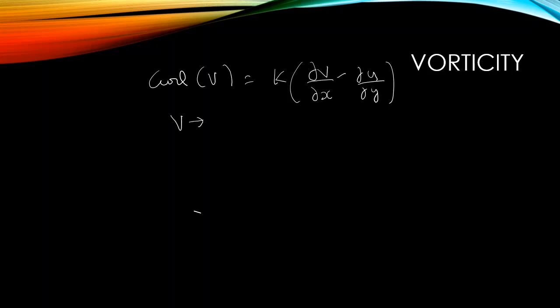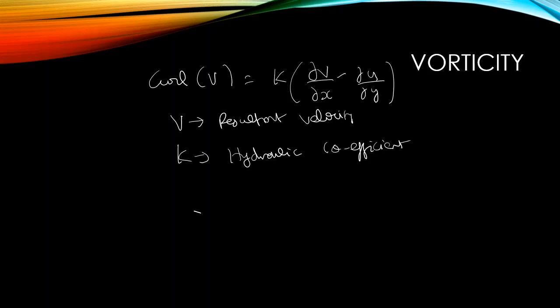Here V is nothing but resultant velocity, and K is the hydraulic coefficient. So this is the hydraulic coefficient vector, which is multiplied with dou V by dou X minus dou U by dou Y. This vector is measured based on the depth of the hydraulic analogy. And then resultant velocity is V equal to square root of U square plus V square, which is obtained from the X velocity and the Y velocity measurement, right?